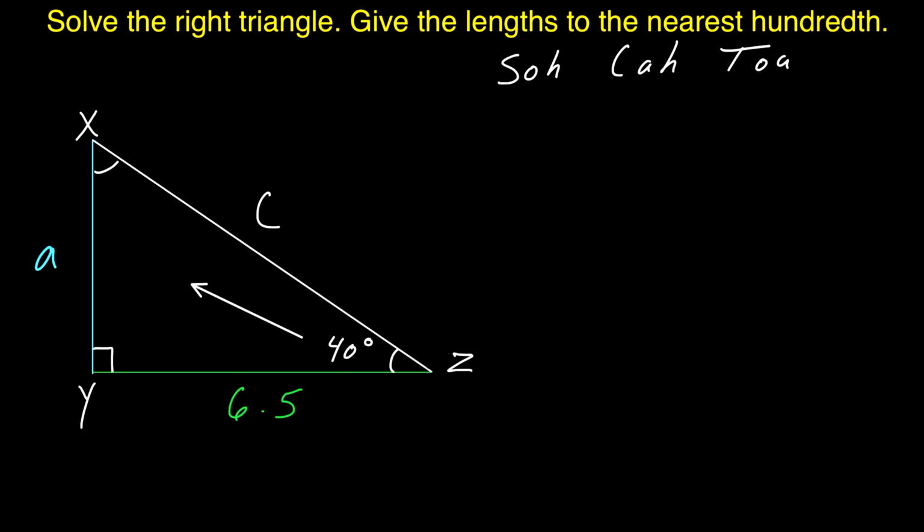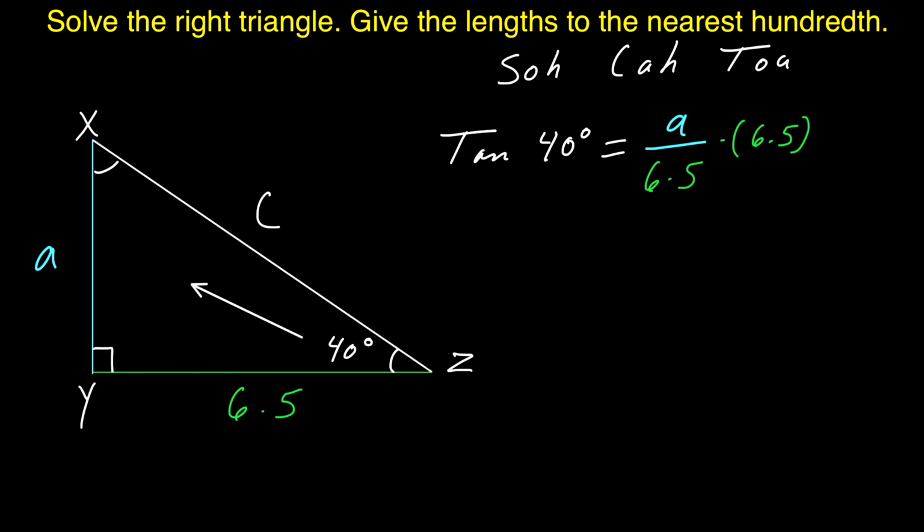So we would write the tangent of 40 degrees equals our opposite, A, over our adjacent, 6.5. Now you might say, okay, that's pretty good, but I don't know what A is. How do I find that out, right? Well, we're going to multiply both sides by 6.5.